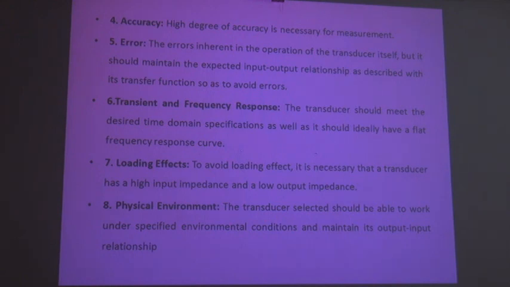Then eighth is the physical environment. This is a very important parameter when selecting a transducer. The transducer selected should be able to work under the specified environmental conditions and maintain its input and output relationship. So physical environment is very important for maintaining the relation between input and output of the transducer, and this relationship indicates the performance of the transducer. So while selecting a transducer, the physical environment must be considered.